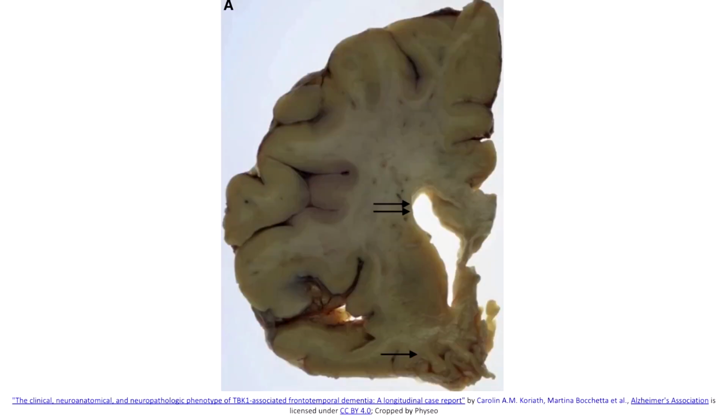Here is the gross image of Pick's dementia showing enlarged ventricles and atrophied temporal lobe. It is important to note that the ventricles can appear enlarged in most types of dementia. This is because as the brain tissue atrophies secondary to the dementia, the ventricles are able to fill with more fluid. This finding is also known as hydrocephalus ex vacuo.